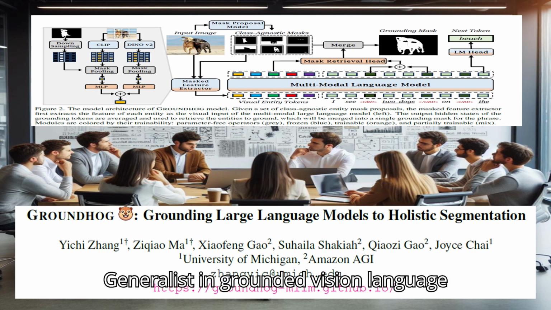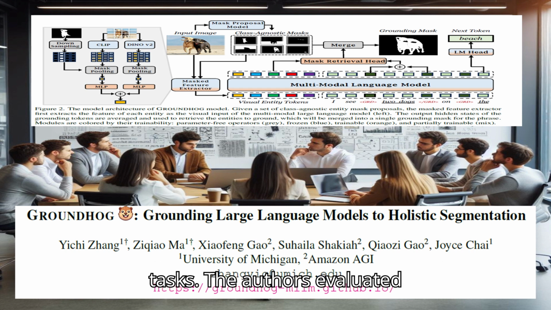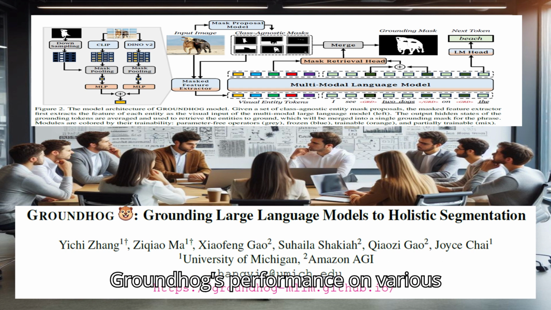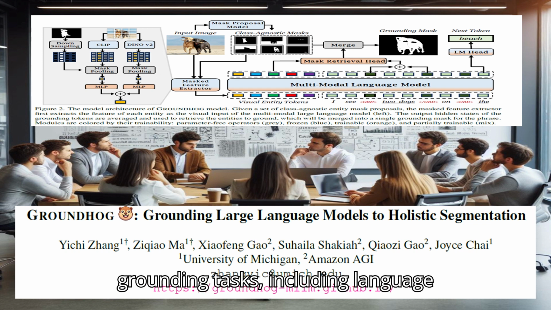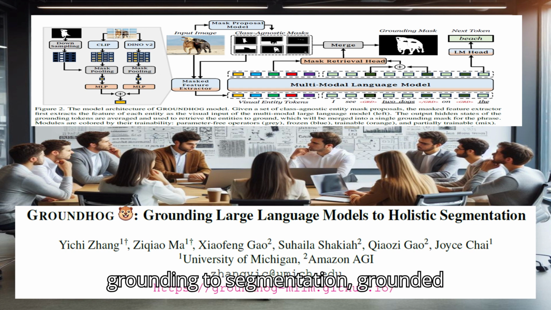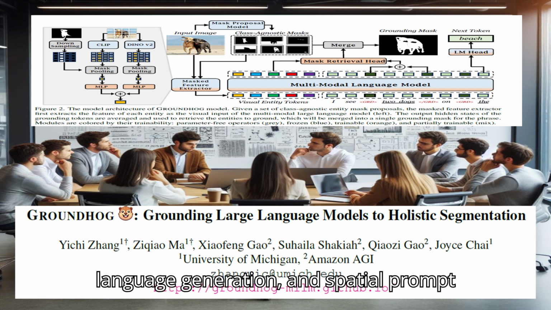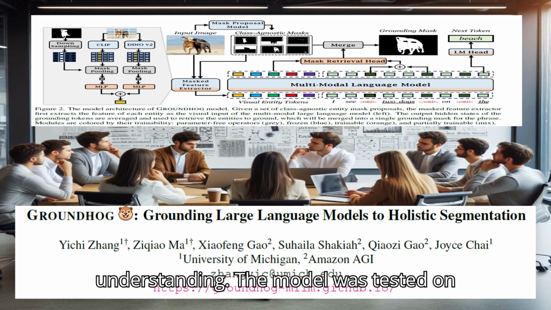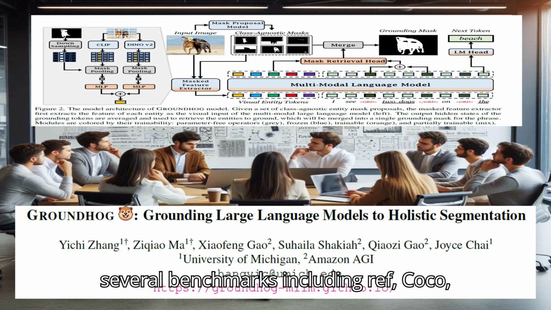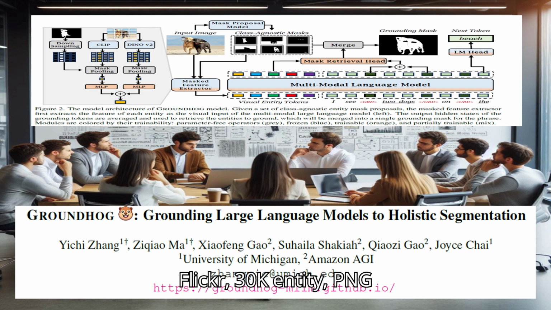3. Generalist in grounded vision language tasks. The authors evaluated GROUNDHOG's performance on various grounding tasks, including language grounding to segmentation, grounded language generation, and spatial prompt understanding. The model was tested on several benchmarks, including RefCOCO, Flickr30K, Entity, PNG, TextVQAX, PointQA-Twice, and V7W.